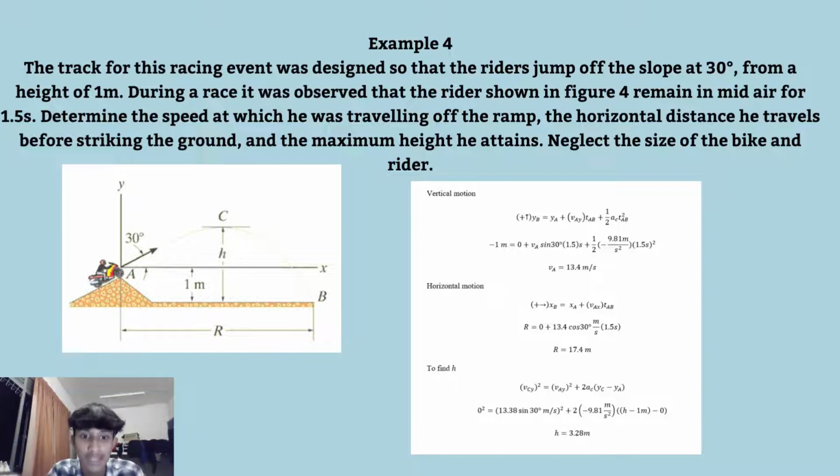To find h, we have to use the equation vCy squared equals vAy squared plus 2a times (yC minus yA). After we substitute all the information we get from the vertical motion and horizontal motion, we will get H as the unknown. After we solve it correctly and carefully, we will get the value of H, which is 3.28 meters.